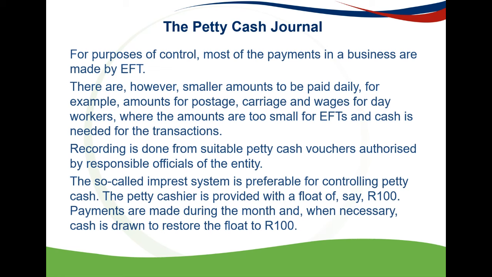The so-called imprest system is preferable for controlling petty cash. The petty cashier is provided with a float, let's say 100 Rand. Payments are made during the month, and when necessary, cash is drawn to restore the float of 100 Rand. Now, when you get that 100 Rand, you will then make your small payments.